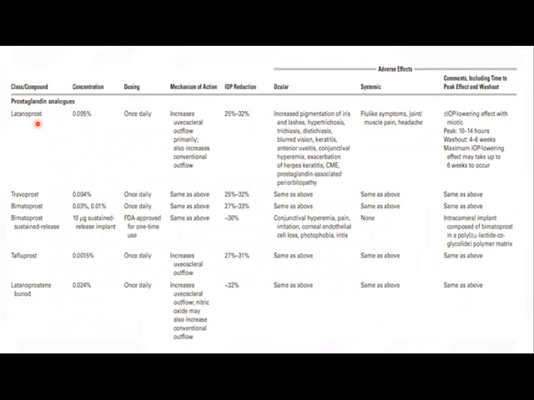We already discussed the ocular side effects: increased iris pigmentation, lashes, hypertrichosis, CME, prostaglandin-associated periorbitopathy, everything is the same. In case of the sustained release bimatoprost, conjunctival hyperemia, pain, irritation, corneal endothelial cell loss, photophobia, and iritis are ocular side effects. Systemic side effects are flu-like symptoms, joint pain, headache, like that. And same for all the prostaglandin analogs.